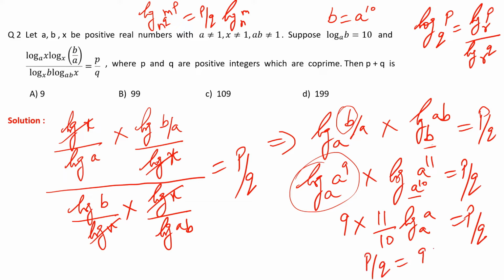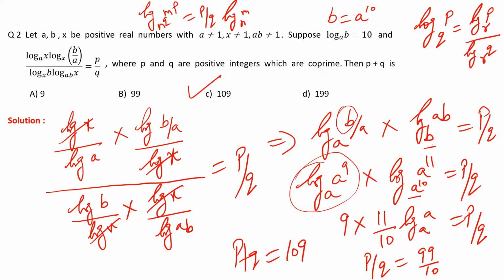It becomes 99 upon 10, and you can clearly see this fraction is in the simplest form because there is nothing common in 99 and 10. Both of them are co-prime. So this satisfies our given condition of the question. Hence p plus q will be nothing but 99 plus 10, which is 109. So that means option C is the correct one, right?